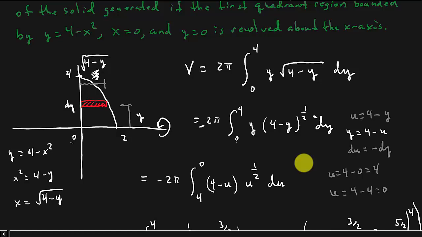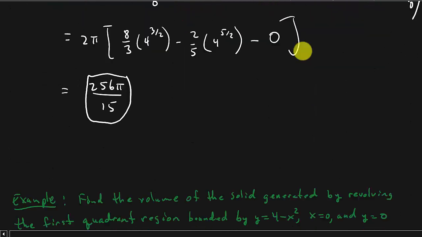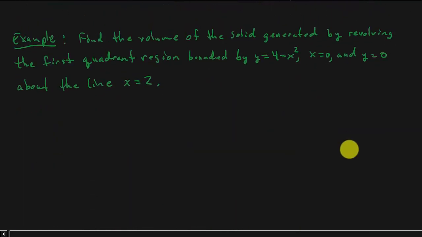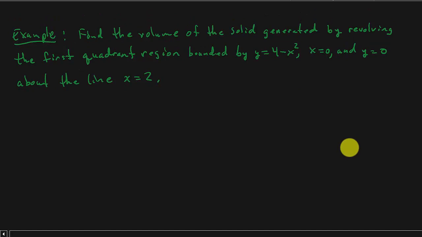Sometimes the disk method is going to be more difficult to integrate than the shell method. And sometimes they may be equally easy, or both of them may be difficult. But that's why it's good to know both ways. All right, so I believe this is the last problem.